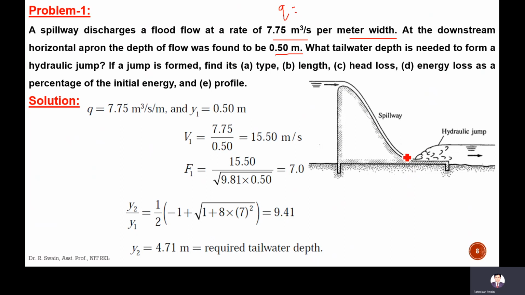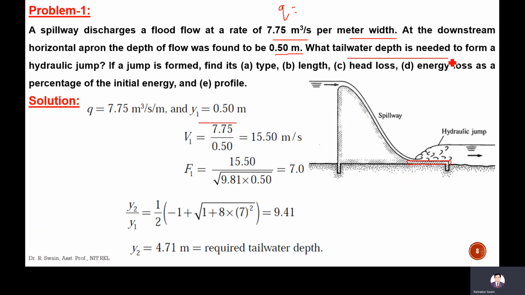This is the spillway, and this is the horizontal apron, provided to save the surface from scouring. If the apron is not provided, there will be scouring, and gradually cracks will develop and there will be failure of the structure. Therefore this apron is provided, and the depth before the jump is given as 0.5 meter, meaning y1 is 0.5 meter.